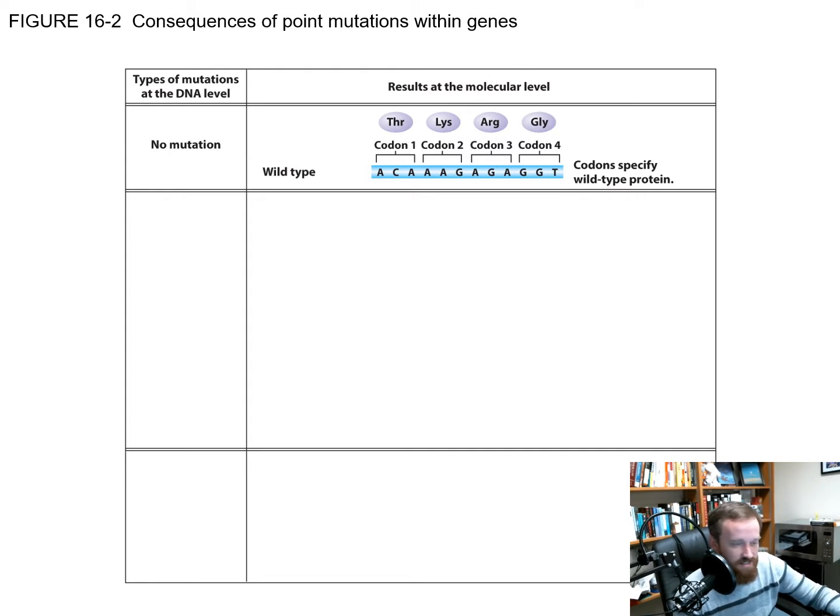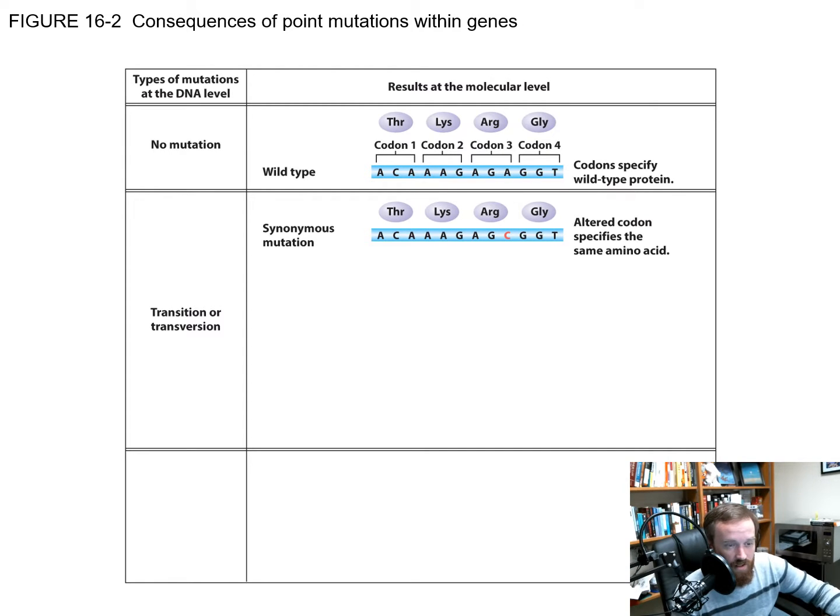And so if we look at this example here, we have a sequence where we have our 4 amino acids that are generated from these 4 nucleotides. And then let's look at an example here of a transition or a transversion. So at the A, we have a change to a C, to a cytosine. And that causes this synonymous mutation where we change the codon, but that makes the same amino acid. And so this is kind of a silent mutation.